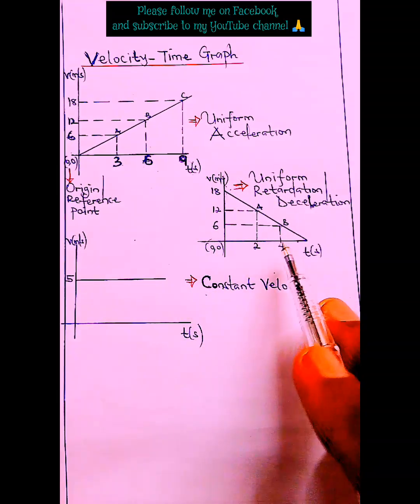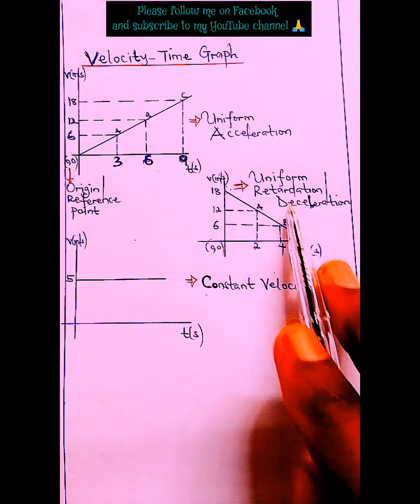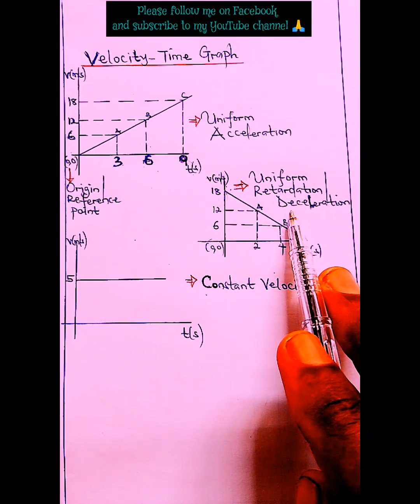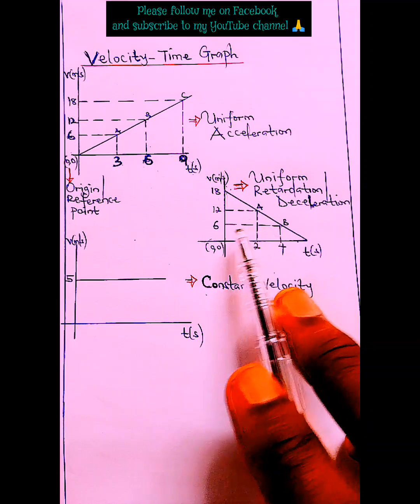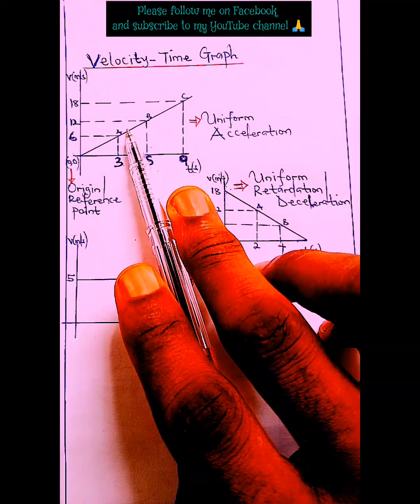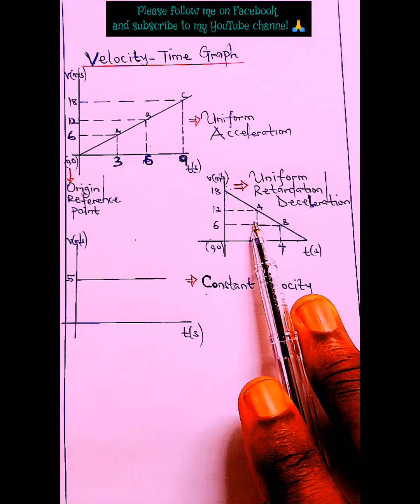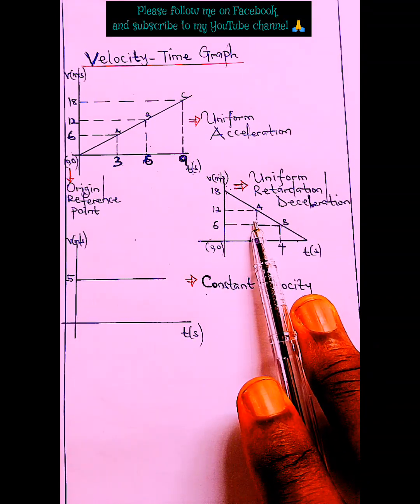So the next thing we're going to look at is uniform retardation. Acceleration and retardation, or deceleration, are simply the same thing, but the difference is that for acceleration, there is an increment in velocity, but for retardation, there is a decrease, a decrement, in velocity.